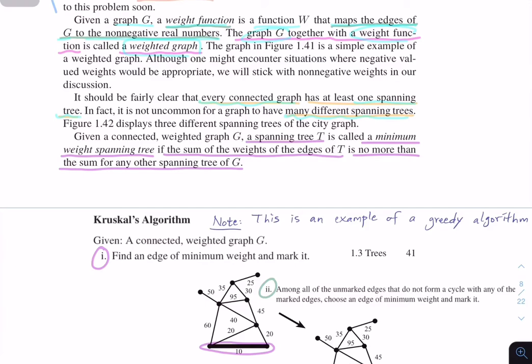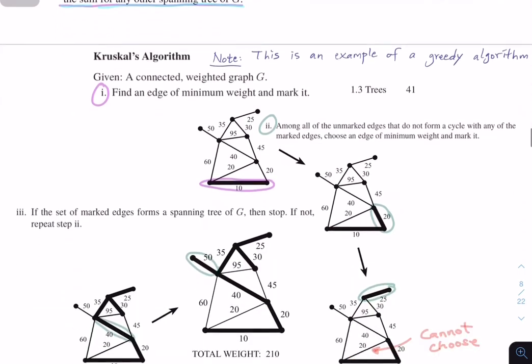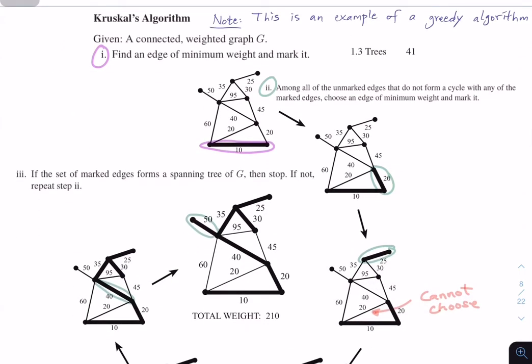A spanning tree of a weighted graph G is called a minimum weight spanning tree if the sum of the weights of the edges of the spanning tree T is no more than the sum for any other spanning tree of the weighted graph G. So here is an algorithm. This is, by the way, an example of what's called a greedy algorithm.